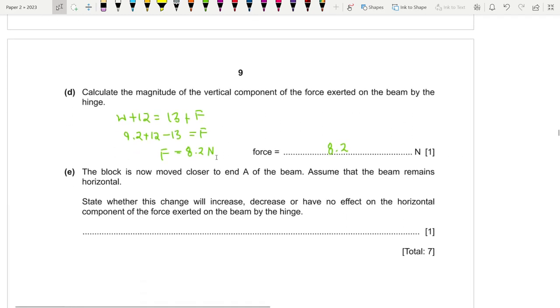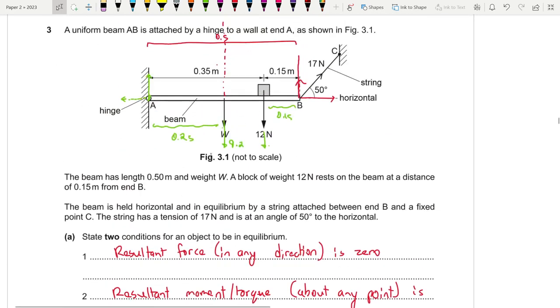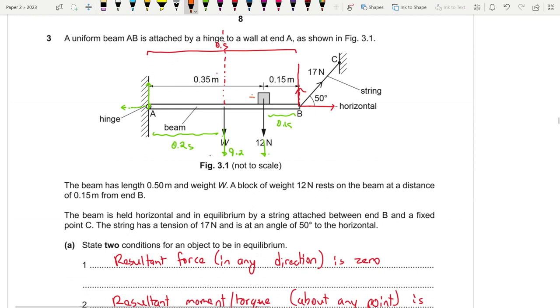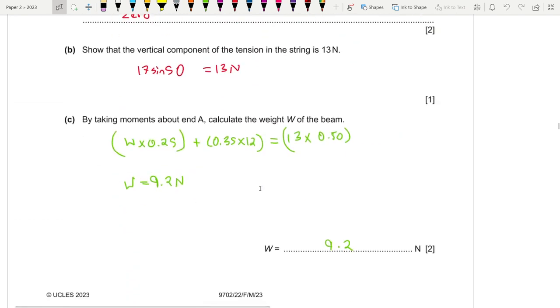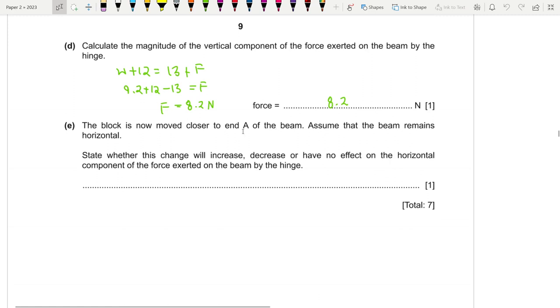Now, the block is now moved closer to ND. Fine. So we essentially move the block closer to ND. So what happens to the magnitude of the clockwise moment? It actually decreases since we're moving closer to the pivot. Assume that the beam remains horizontal.